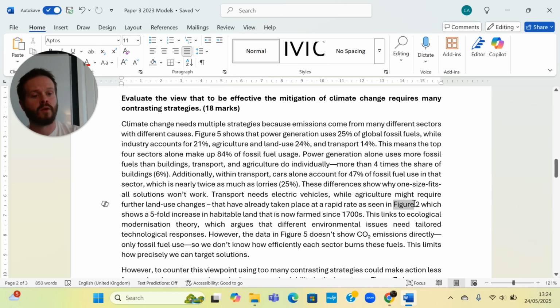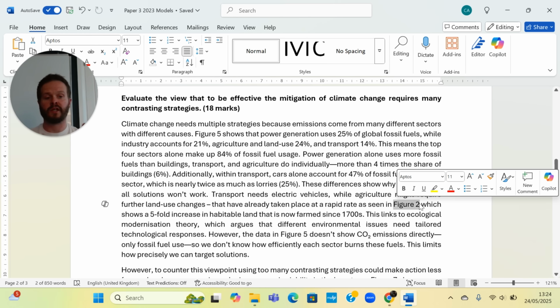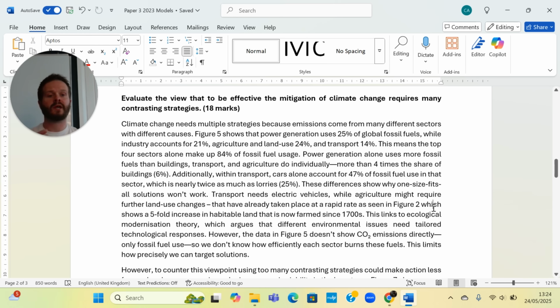So as you can see there, what I've done is I've brought in an earlier figure as well. So not only am I looking at section B, which the examiners told me to look at, I'm also bringing in areas of the resource booklet that I've not been told to look in, and that shows a greater level of skill and a greater level of evaluation.